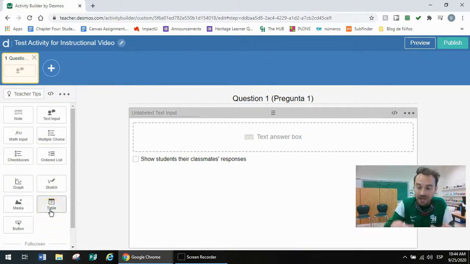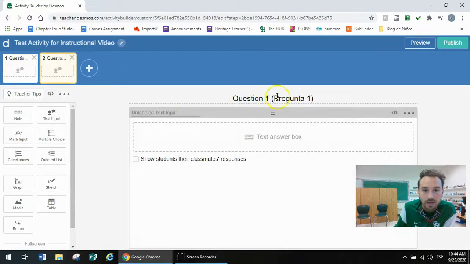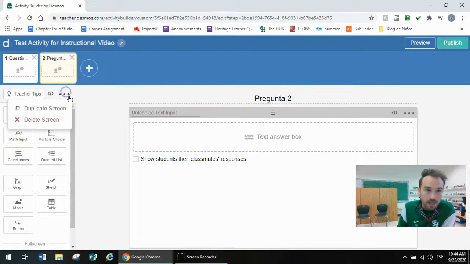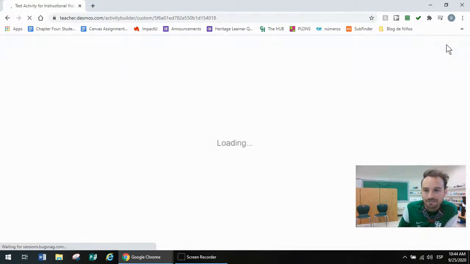But for live class, where I'm creating a new experience, not a review experience, the only thing I use is the text input option. And then from there, you can press this and duplicate screen. And then I just change it to pregunta dos, right? And then I just keep on duplicating until I have however many questions I want. At that point, you got to make sure you change the question number, right? But at that point, you can press publish once you're all set.